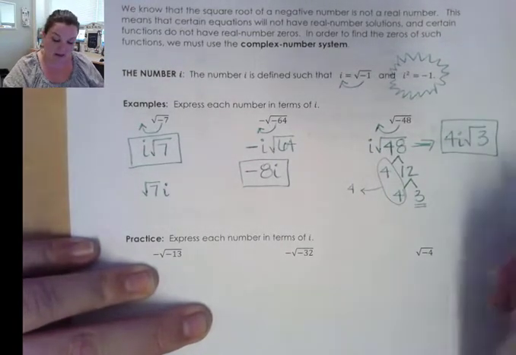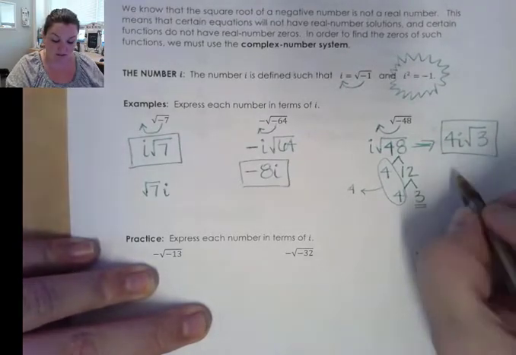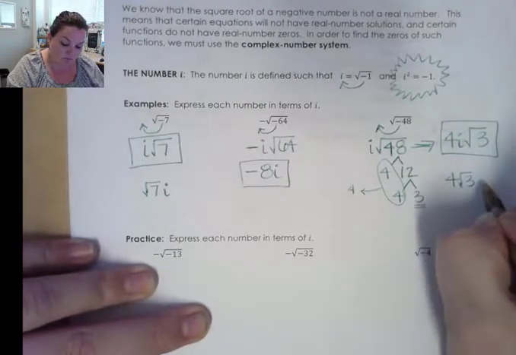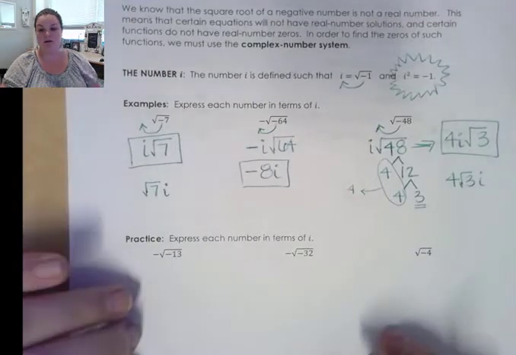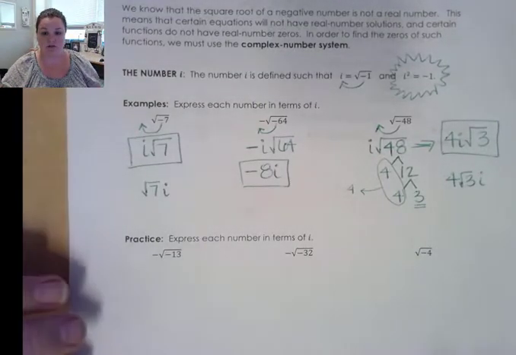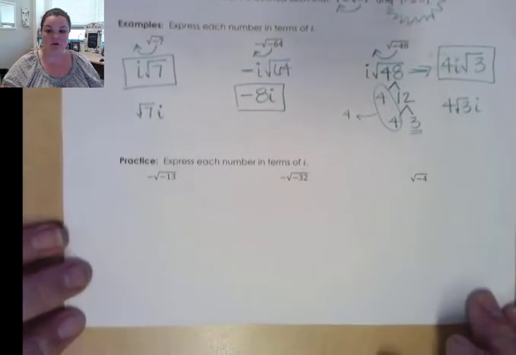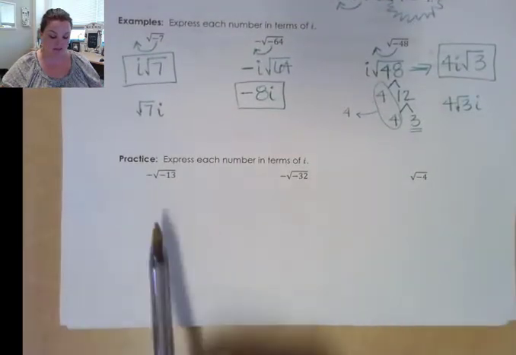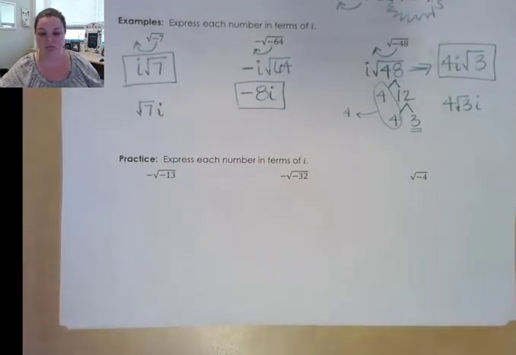Okay. Again, MyMathLab may have you enter this as 4 square root of 3 with the i at the end. Okay. Both are completely correct. All right. So go ahead and pause the video real quick and give these 3 practice problems a go. And then when you're ready, unpause it and we'll see how you did.